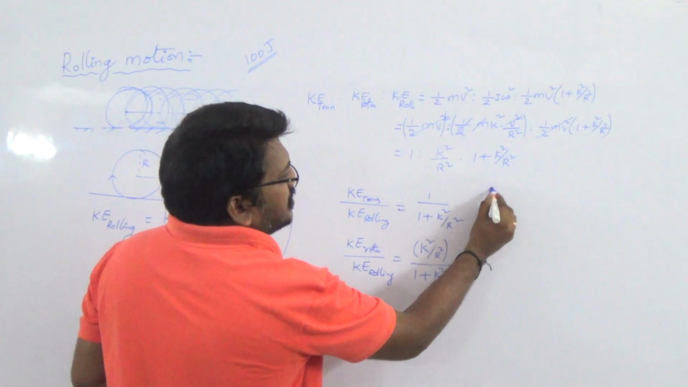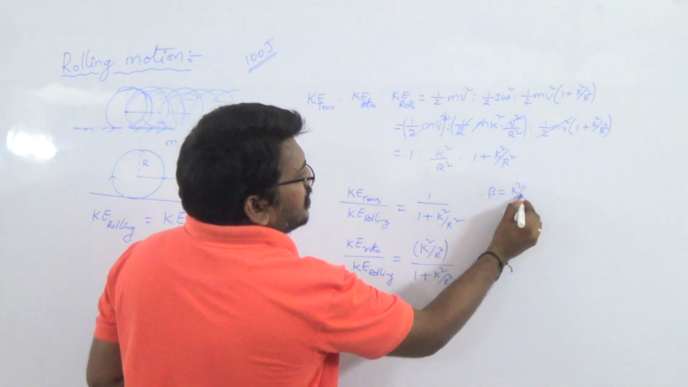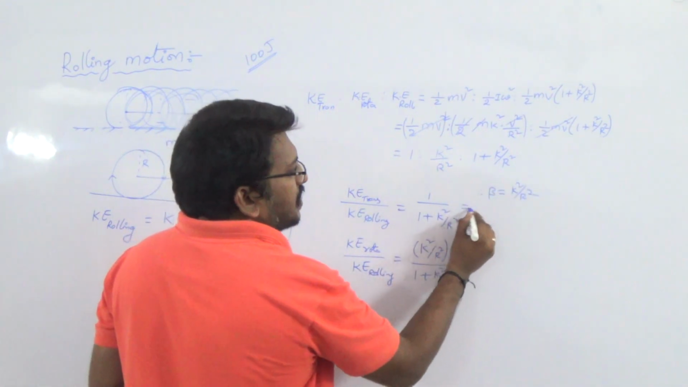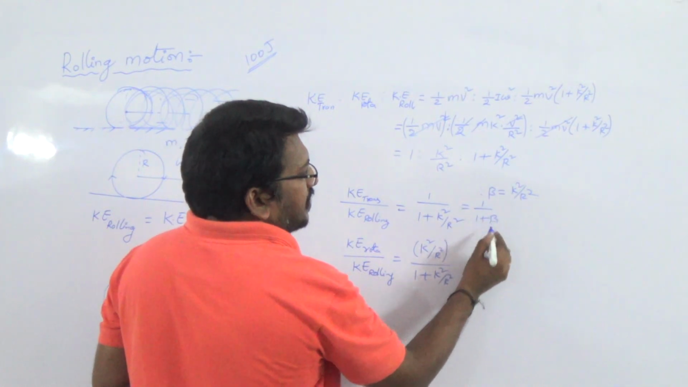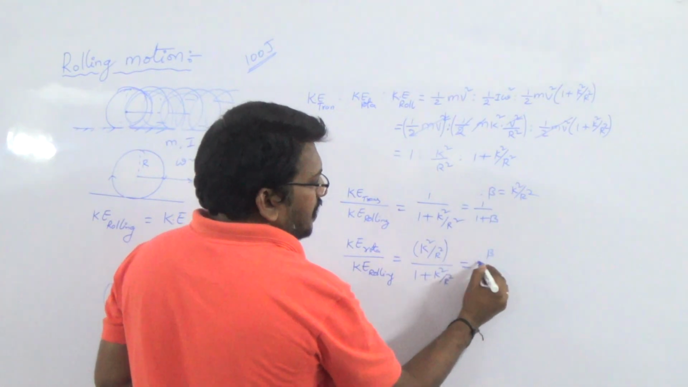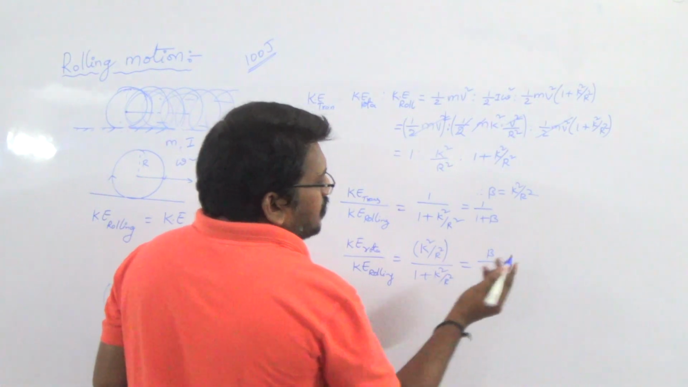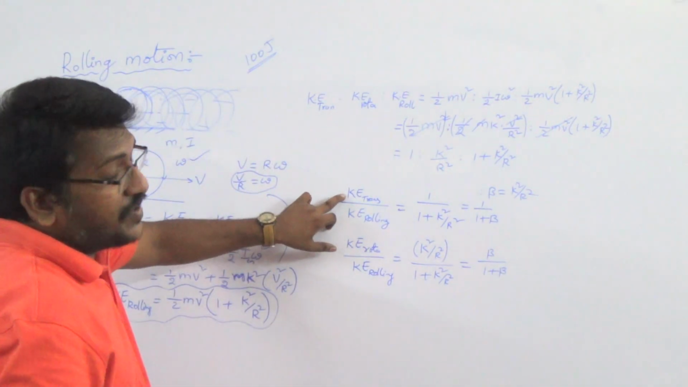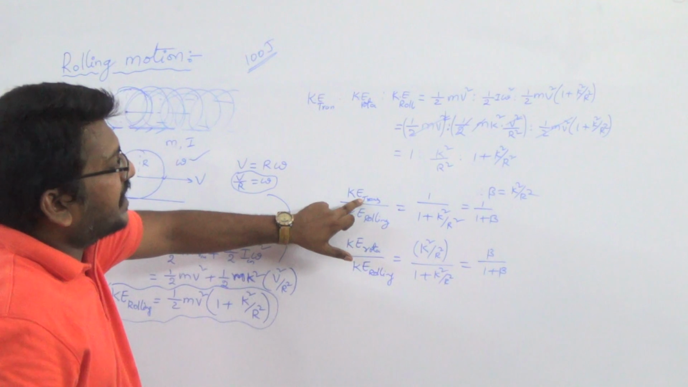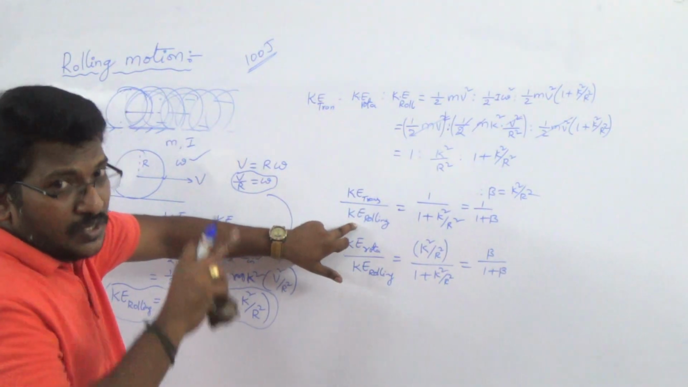For example, for easy remembering, just assume beta equal to k square by r square. So in this case we can write 1 by 1 plus beta, and here also we can write beta by 1 plus beta. So that is the fraction of translational kinetic energy in total energy.